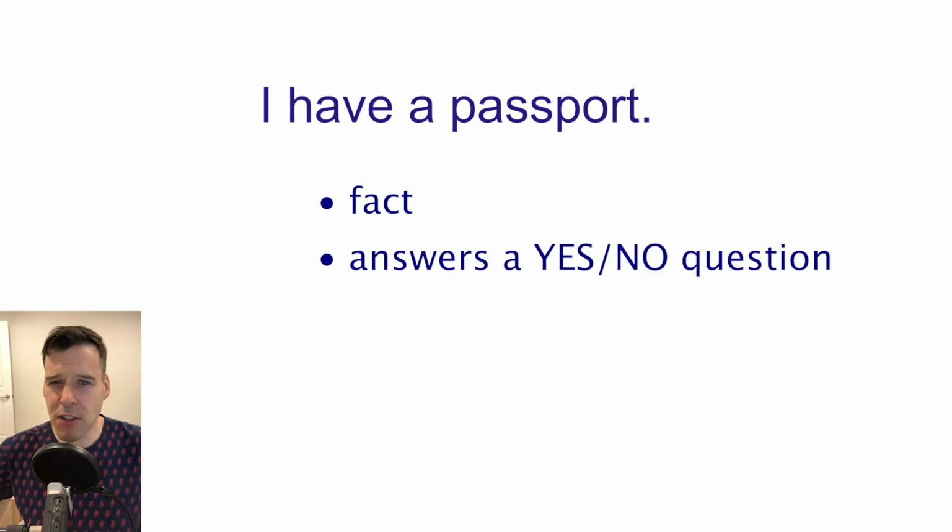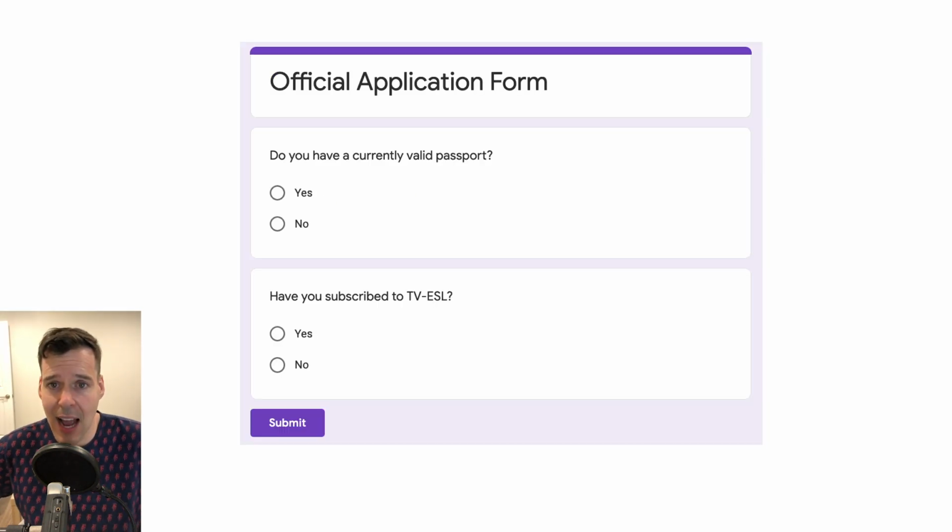This form normally matches a yes-no factual-based situation, like if you were answering a survey or a questionnaire, or if you were filling out a form. You would say, "Yes, I have a passport." That tells all the information that needs to be told in that situation because it was a yes-no question.